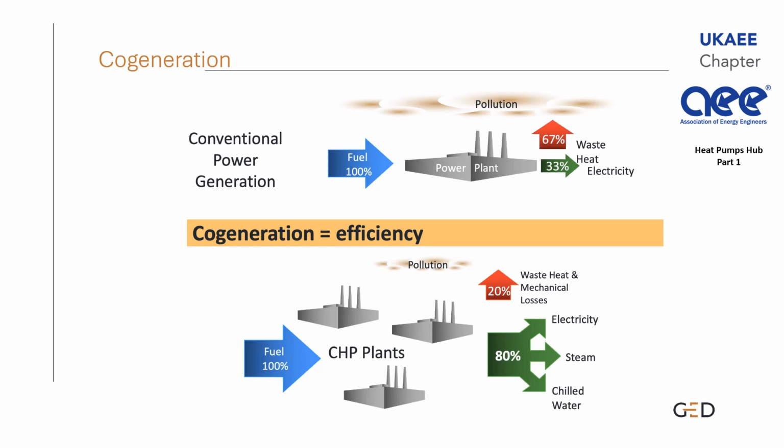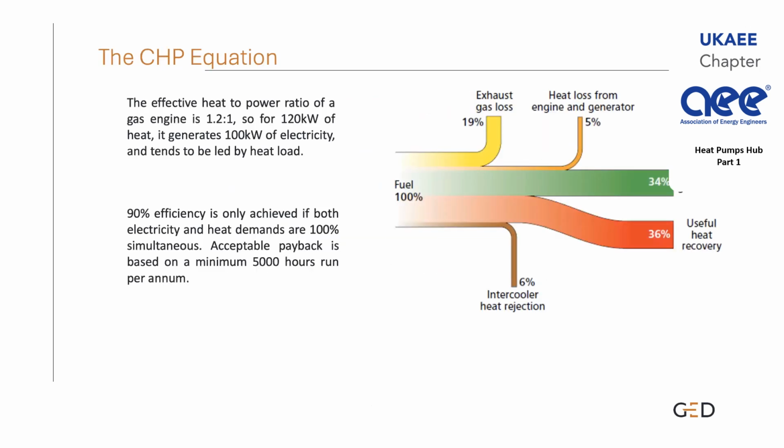So a typical heat network using fossil fuels is called a third generation. If we move to a heat network using a mixture of fossil fuels and renewables, we call that a fourth generation heat network. So we look at the CHP equation here, and the 20% that's being lost is exhaust losses, intercooler heat rejection, and heat losses from the casing of the system.